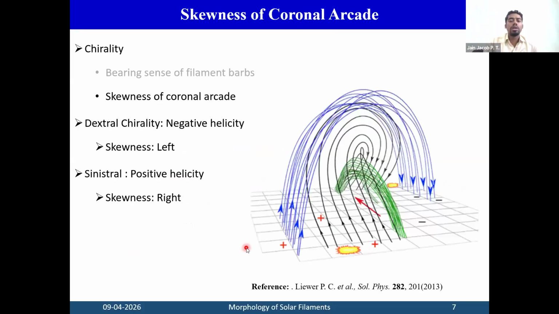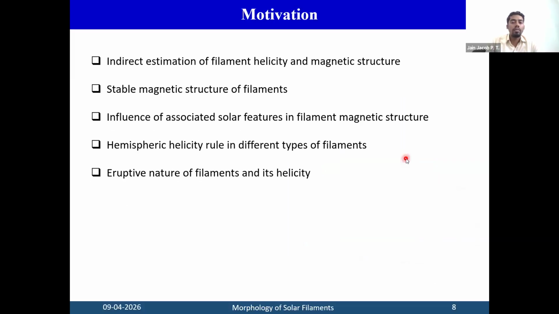When it comes to the skewness of the coronal arcade, the blue lines represent the magnetic field of the coronal arcade. In the dextral chirality case, or a negative helicity case, the skewness of the coronal arcade will be left skewed, and in the sinistral or positive helicity case, it will have a right skewness.